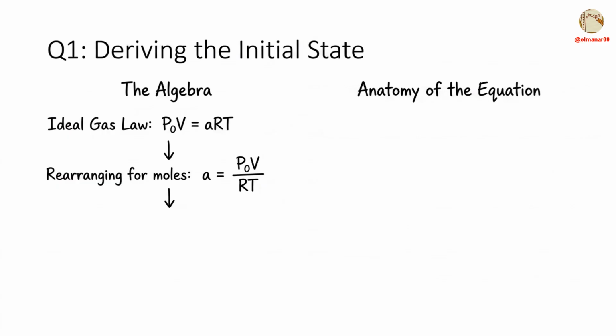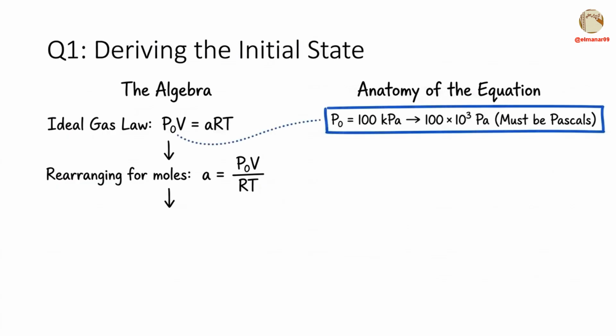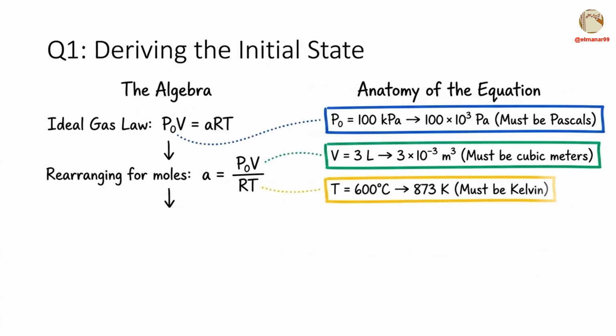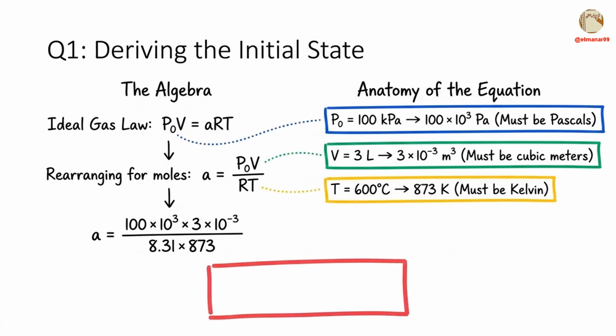This is where the anatomy of the equation is key. We must use pascals, 100 times 10 to the third, cubic meters, 3 times 10 to the negative third, and Kelvin, 873. Step 3, solve. The math gives us approximately 0.041 moles, or 41 millimoles. We've just calculated exactly how much matter we started with just by looking at a pressure gauge. Brilliant!